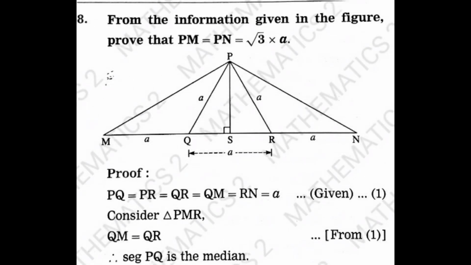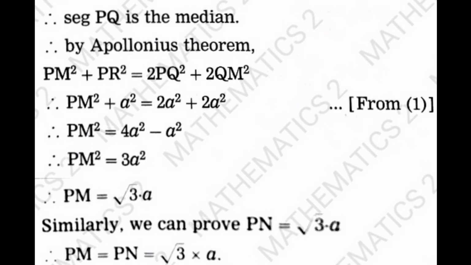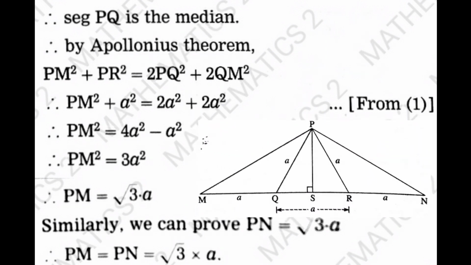Question number 8. From the information given in figure, prove that PM is equal to PN is equal to root 3 into A. See here, what information is given? Triangle PQR is an equilateral triangle. All sides are of length A. MQ is equal to A, as well as RN is equal to also A. So if I consider triangle PMR, QM is equal to QR, therefore segment PQ is a median.